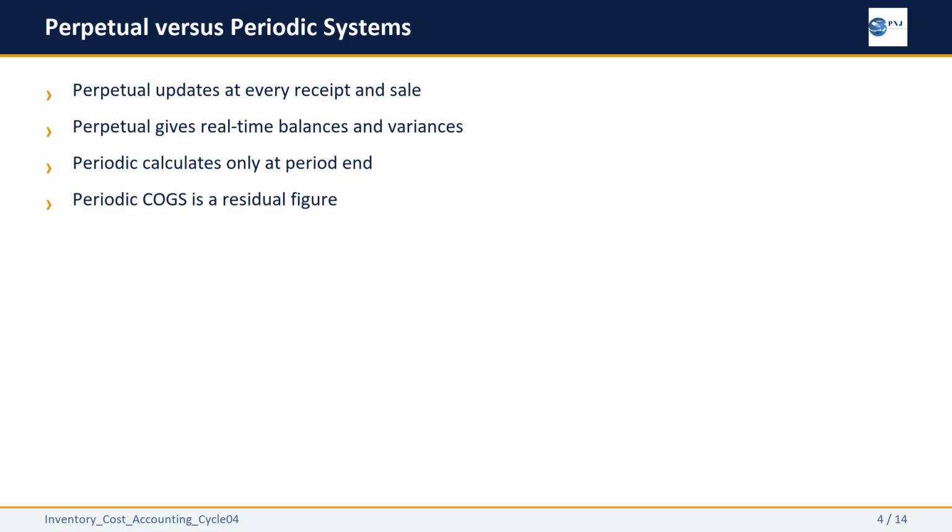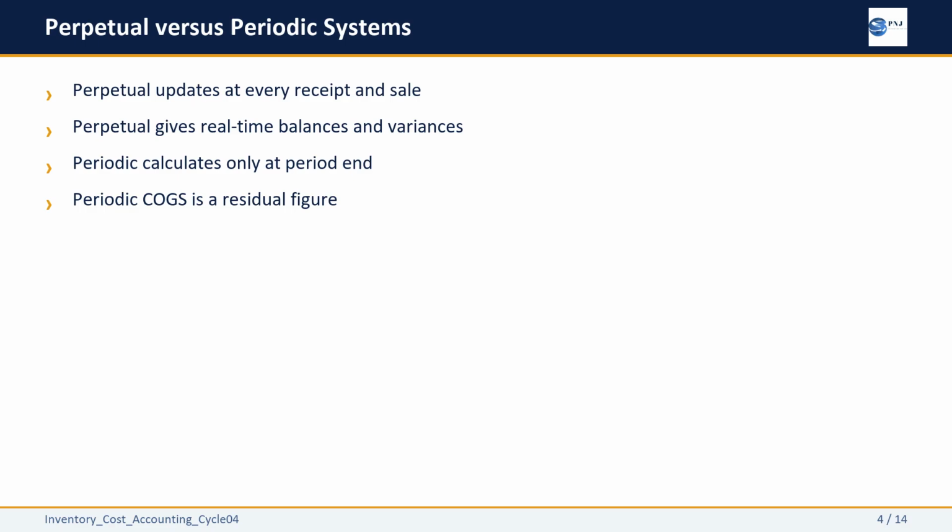A perpetual system updates inventory records continuously at every receipt, issue, transfer, and sale. You get a real-time balance and real-time cost, and you can spot a shortage the moment it happens. That is why it is preferred for operational management. A periodic system, by contrast, only calculates quantities and costs at period end when a physical count is taken. It is simple, but you fly blind between counts. Cost of goods sold becomes a residual, beginning inventory plus purchases minus ending inventory from the count. For manufacturing or any company with significant inventory, periodic simply is not recommended.